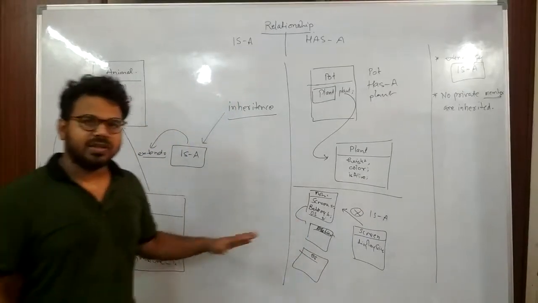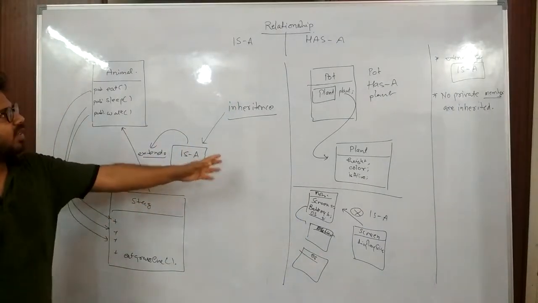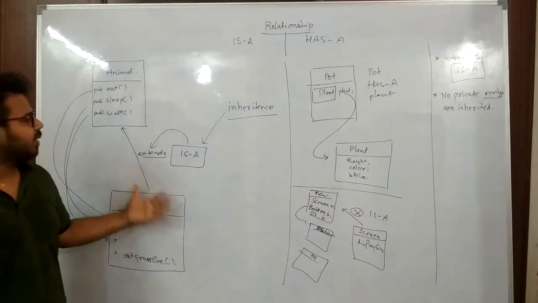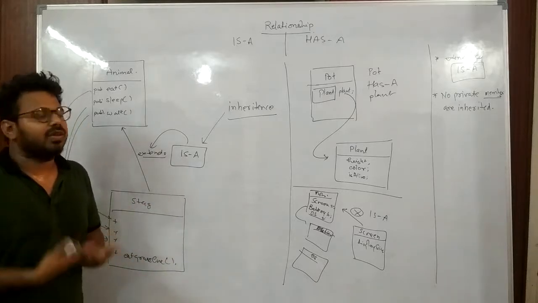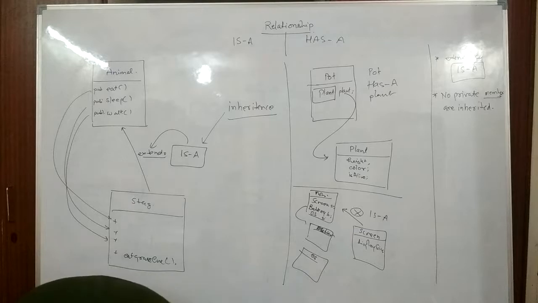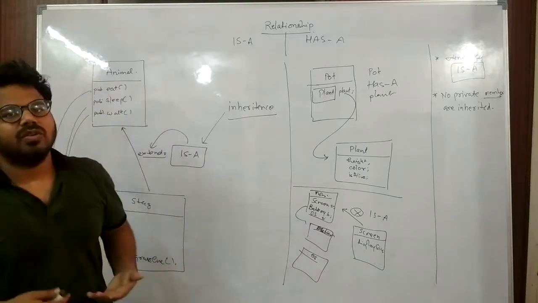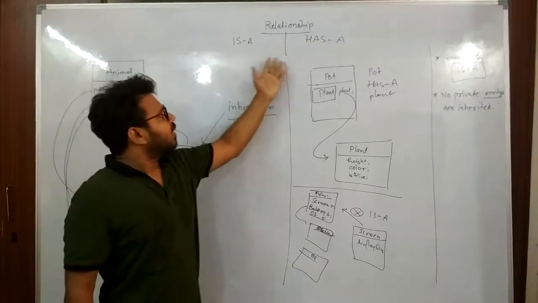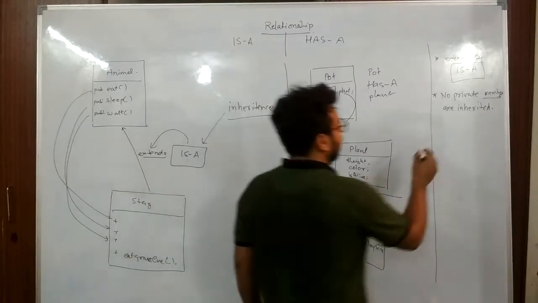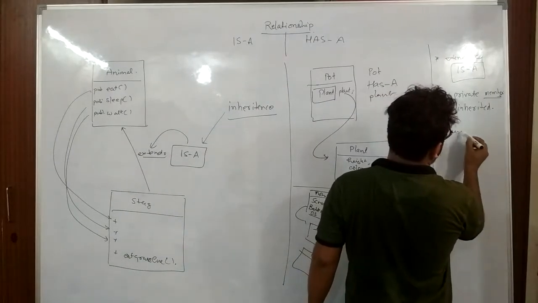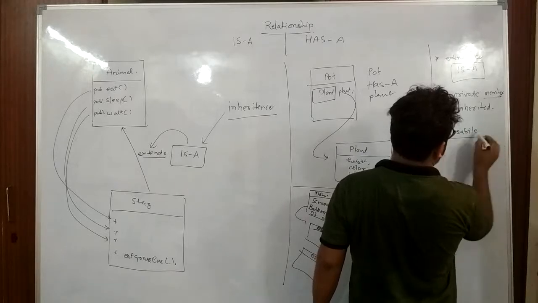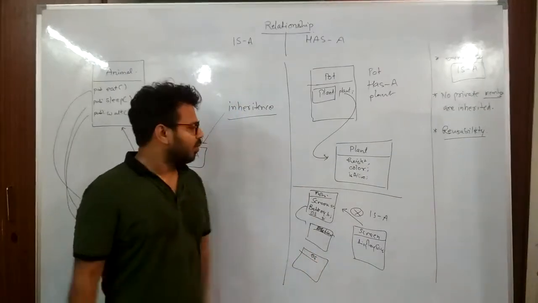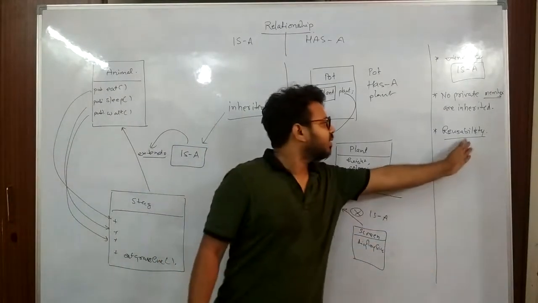So I think you got a clear idea about the is a relationship and has a relationship, and which is widely used. Let's talk about the major profit. What is the profit of using is a relationship and has a relationship? The major benefit or advantage of this is a and has a is reusability. That is, in a single term, it is reusability, that is, it is reusable. Okay, the code reusability.